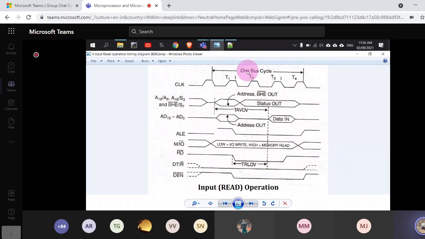So T1 for addresses, T2 for enabling the read write, T3 for transferring the data, and T4 for actually disabling all the signals and preparing for the next T states or next instruction. So this is how a typical input output read operation looks like.